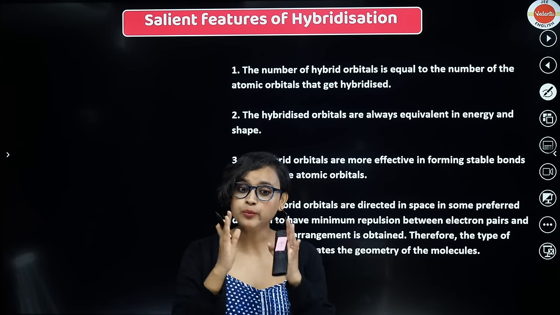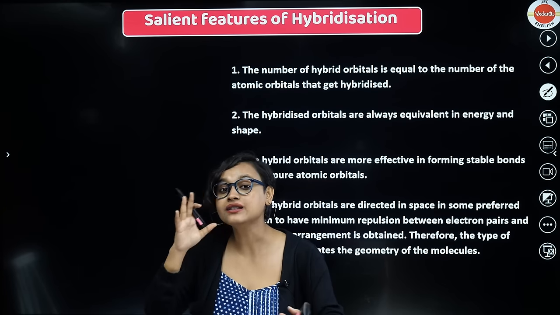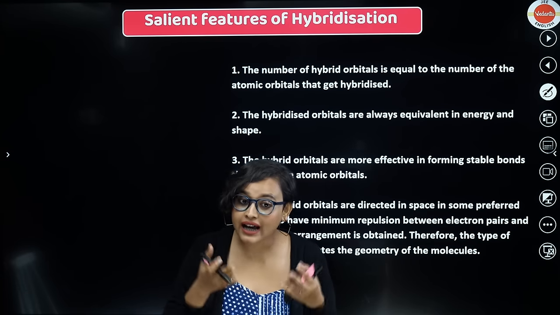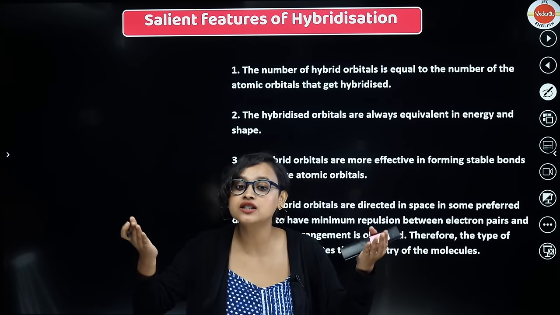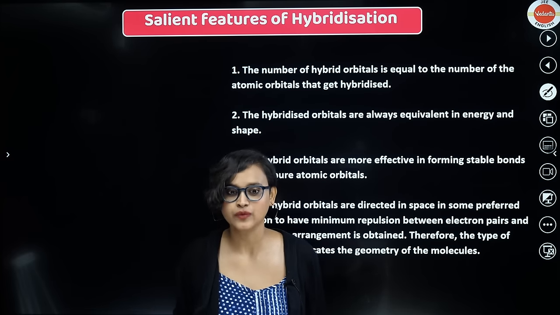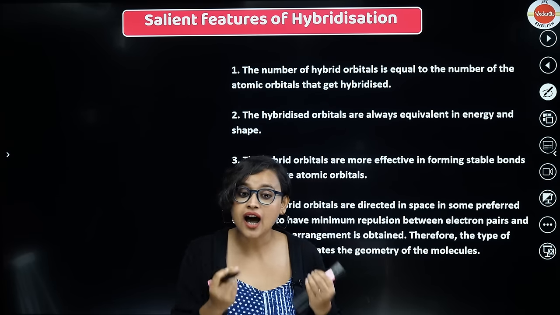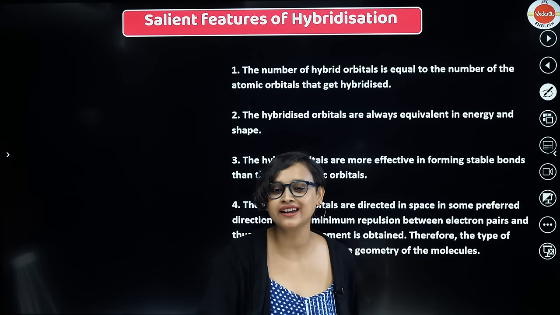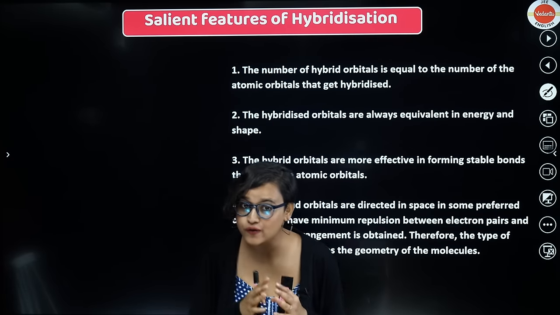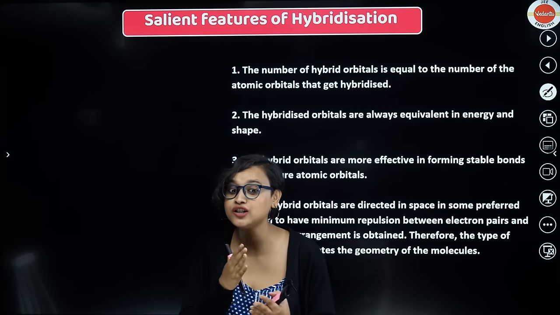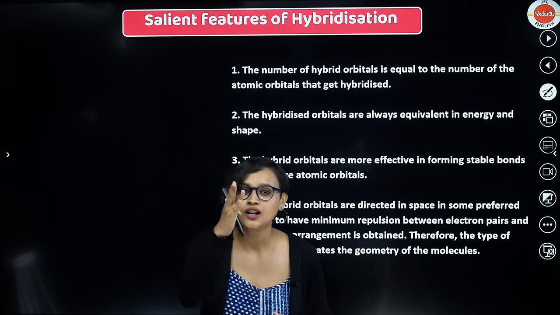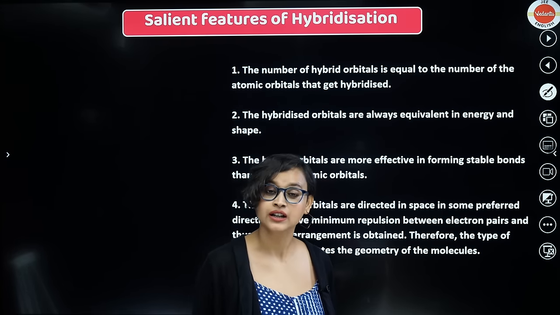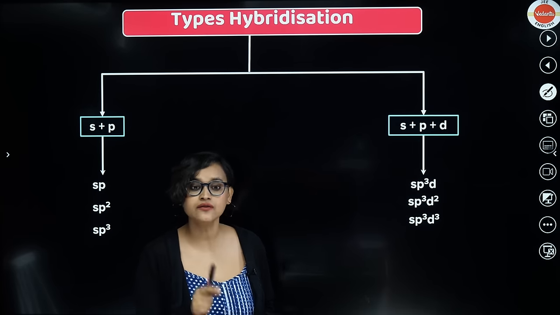They have their own preferred direction where the minimum repulsion between electron pairs happens, and that is why a stable arrangement is obtained. Which is why the type of hybridization also indicates the geometry of the molecule. So now from the hybridization, you can find the geometry of the molecule. You getting my point? Yes. Now let's see types of hybridization.